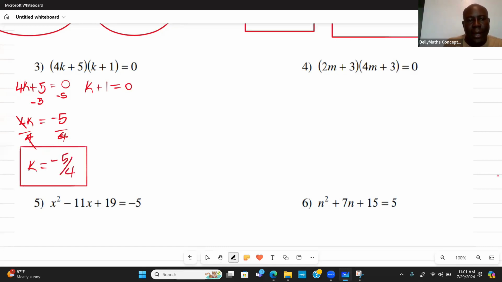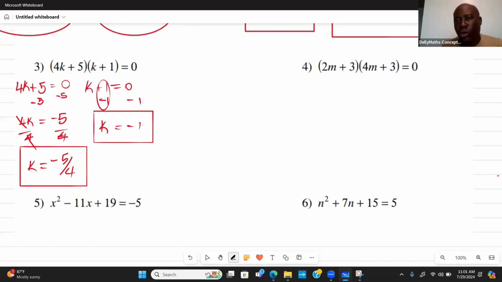In the other instance right here, k plus 1 is equal to 0. So all I'm going to do to get the k to be alone is to subtract 1 from both sides. As you can see, this gives us a 0 right there. So k is equal to -1, and this would have been my second response. So k is equal to -5/4, k is equal to -1.